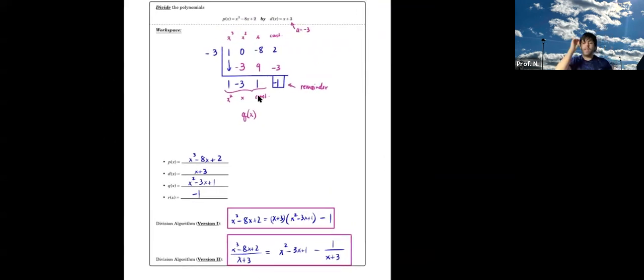Any questions about synthetic division? It's much more sleek, right? It's much more efficient, I would say, at dividing polynomials than the long way.